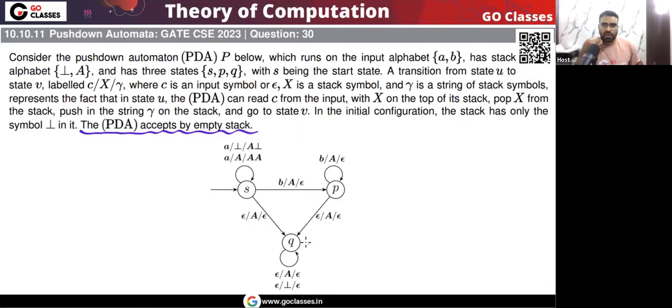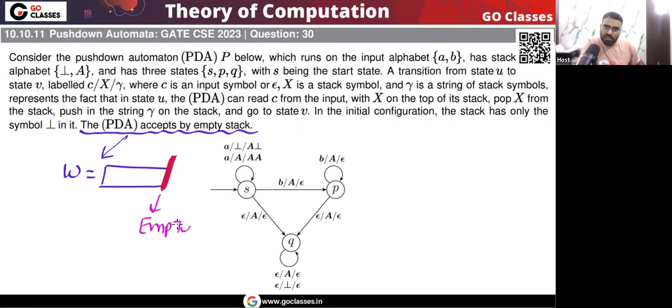S, P, Q are not final states. What is the reason? Because the question is saying that the PDA will accept by empty stack. And I told you in empty stack acceptance, what should happen? Your string W will be accepted if you consume the entire string, and at the end of the string you can empty your stack. If your stack is empty, then I can say that W is accepted. Correct?